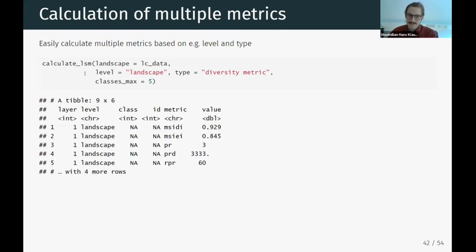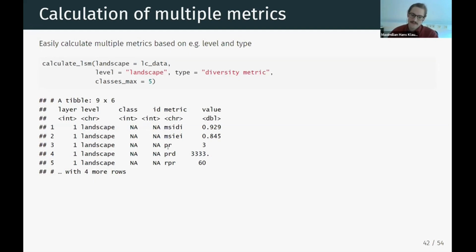So by specifying within the calculate LSM function just the landscape prevalence and diversity metrics, the package will automatically return those metrics. And you can see now the result is again a table. It looks the same, and we have nine rows. So you know that there are nine diversity metrics, and you can see here the results for each metric.